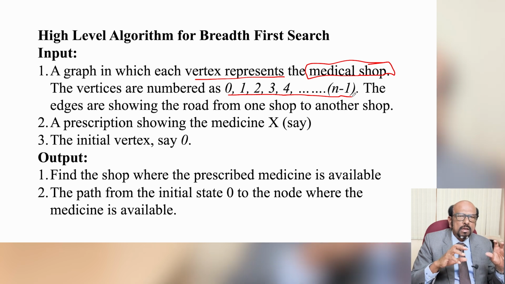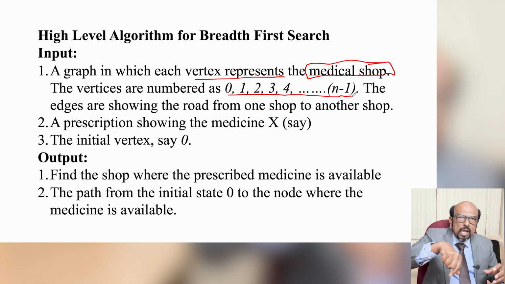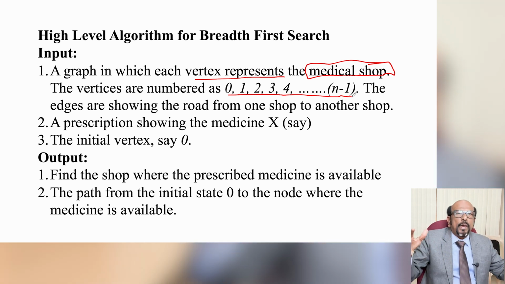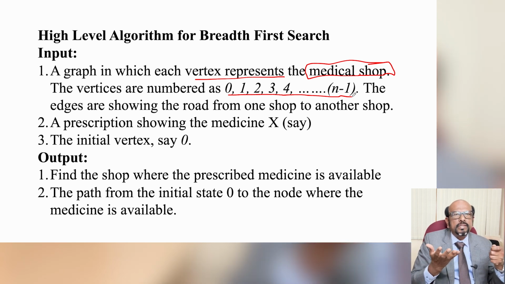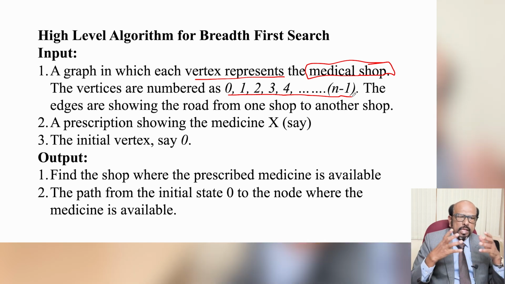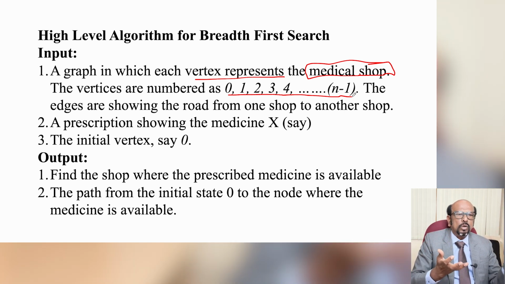That is why breadth first search is designed in such a way that you expand breadth wise and go. So what is the problem here? A simple problem: a prescription showing a medicine X is given. I want to find out whether this medicine is available in any of the shops. The initial state is that I am in 0.